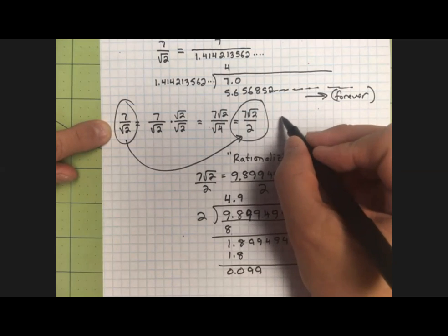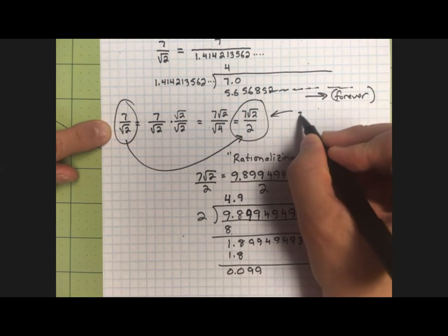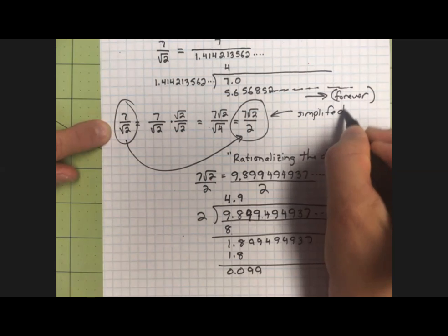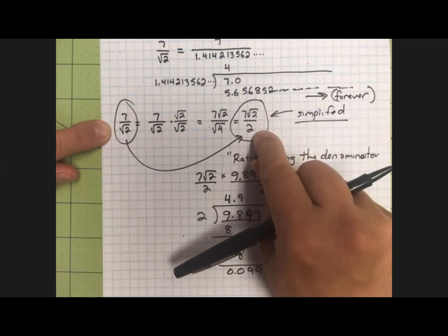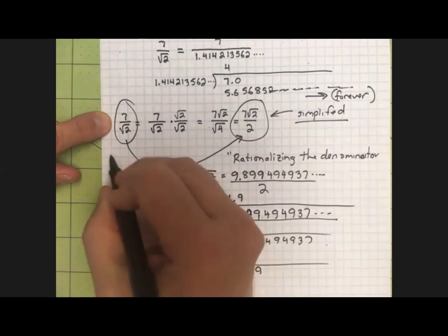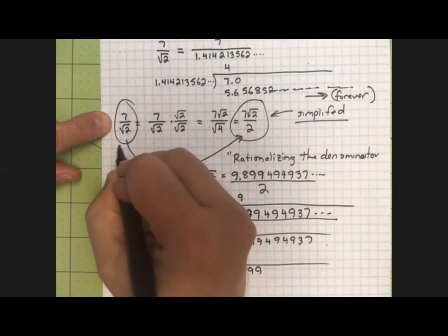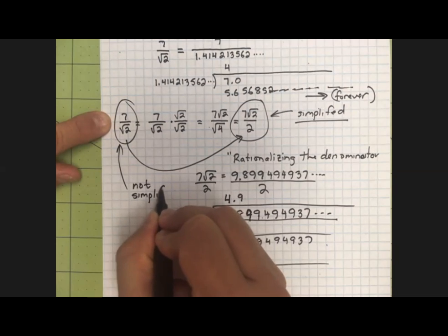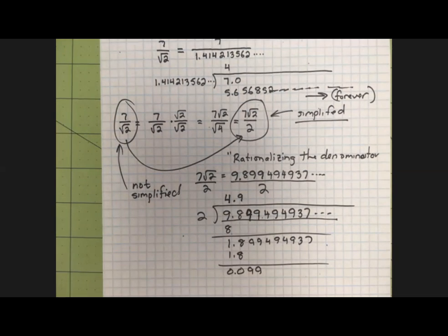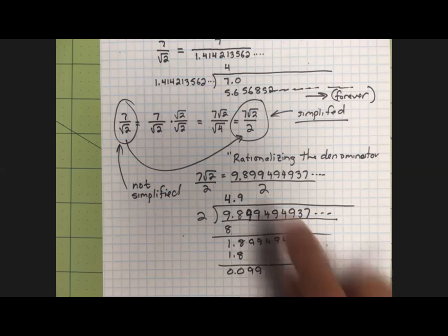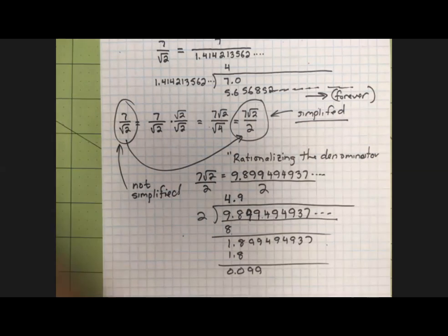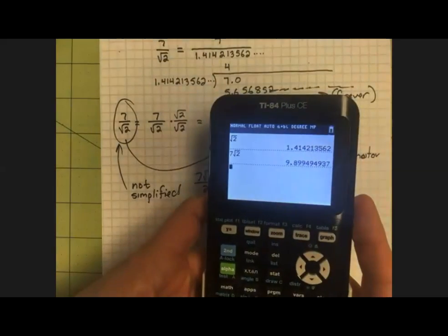So actually, people call this simplified, even though it looks larger than that. People call this not simplified. And today, when you and I have a calculator, we just say, what's the big deal? They're the same number. Try it out.